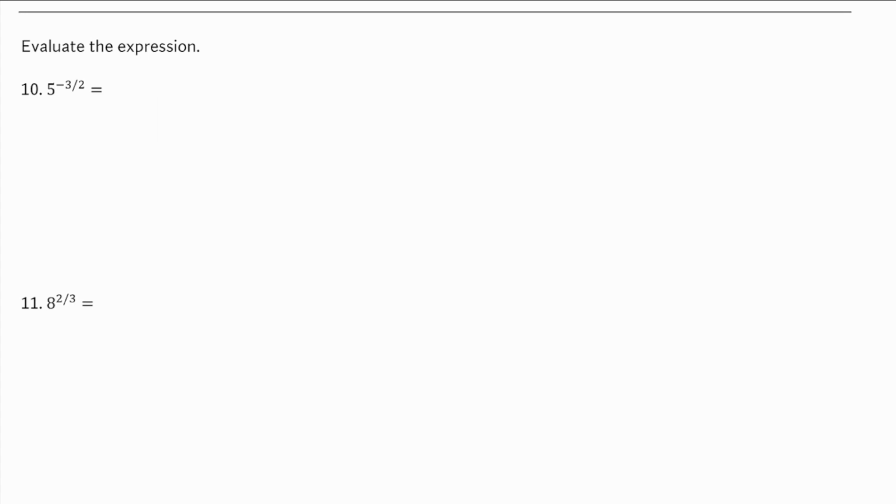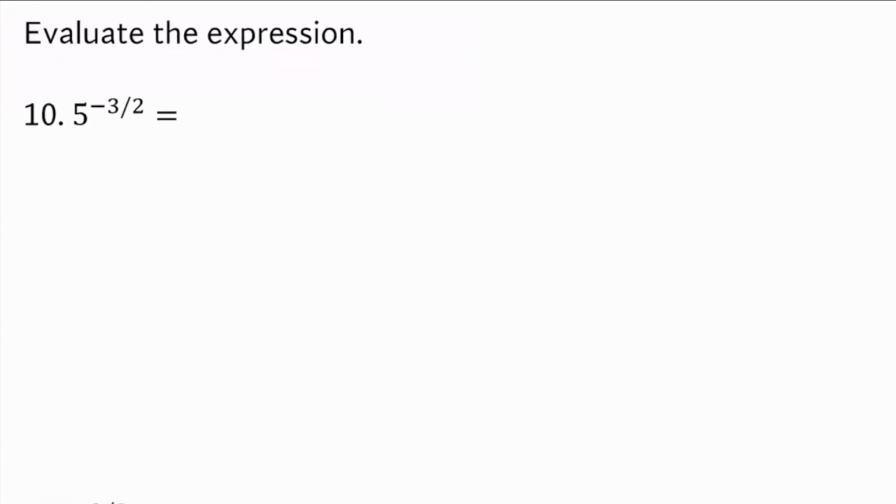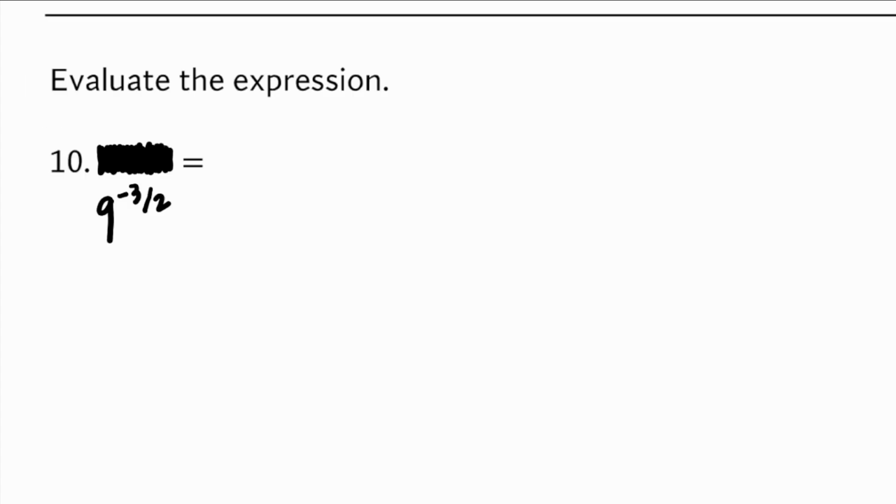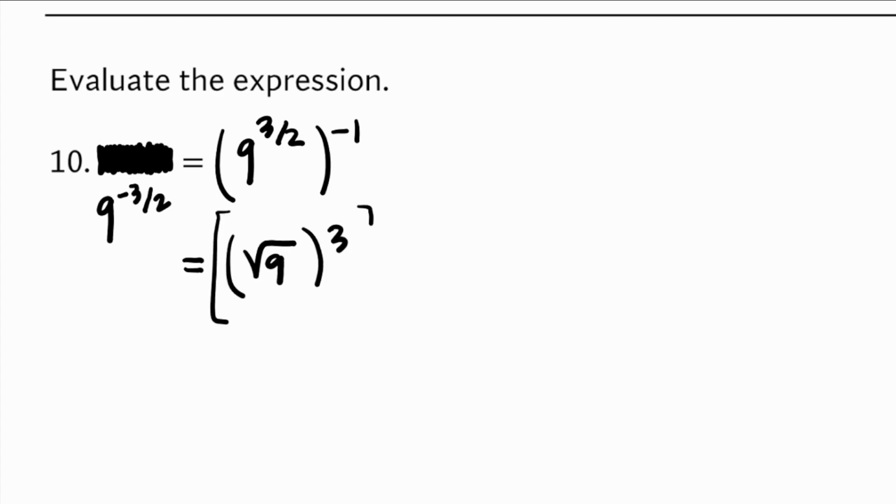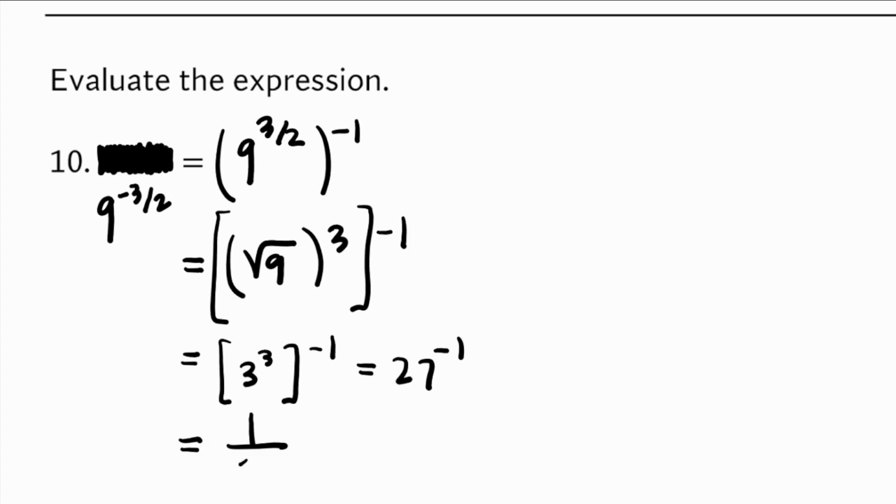Then these last two, we're going to just evaluate the expression, which just means I can figure out what it's equal to. So what I'm going to do is I'm going to say 5 to the negative 3/2. That is not right. Hold on just a second. Yeah, that was supposed to be 9 to the negative 3/2. Okay, so that would be 9 to the 3/2 to the negative 1. Okay, so I'm going to deal with the half power first. So that would be the square root of 9 cubed, then taken to the negative first. Okay, so square root of 9 is 3. That's 3 to the 3 to the negative 1. That's 27 to the negative 1, and that is 1/27.